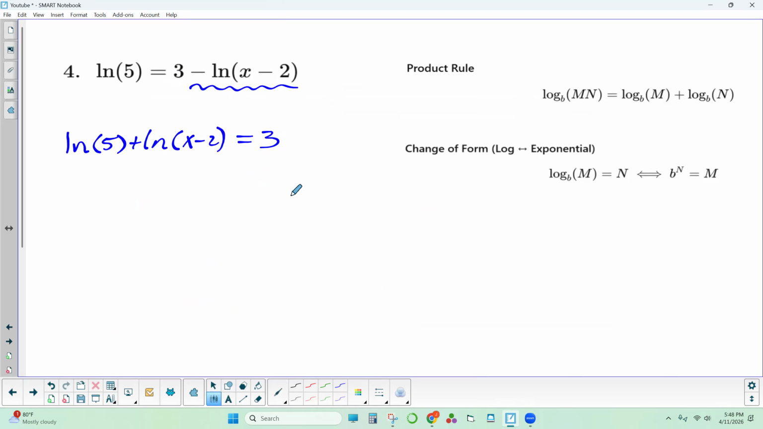Now I can use the product rule to combine these logs and write them as a single log and multiply their arguments. So I'm going to go ahead and multiply these. That's going to give me 5x minus 10.